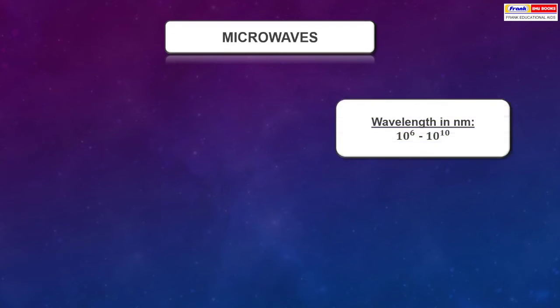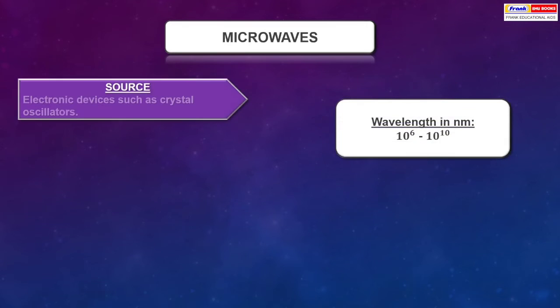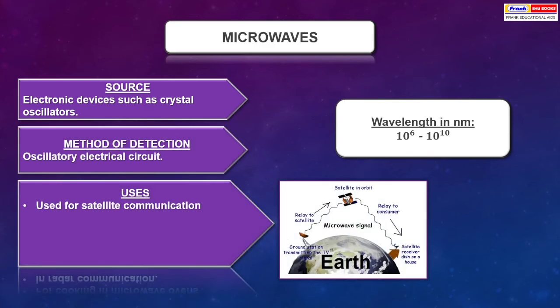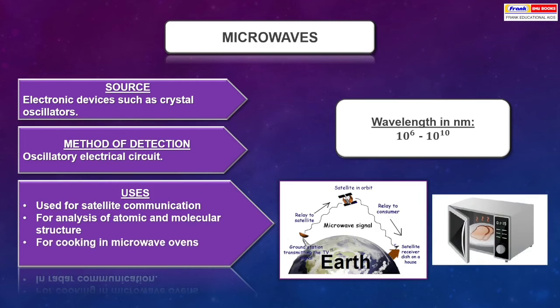Microwaves, wavelength 10^6 to 10^10 nanometer. Source: electronic devices such as crystal oscillators. Method of detection: oscillatory electrical circuit. Uses: used for satellite communication, for analysis of atomic and molecular structure, for cooking in microwave ovens and in radar communication.